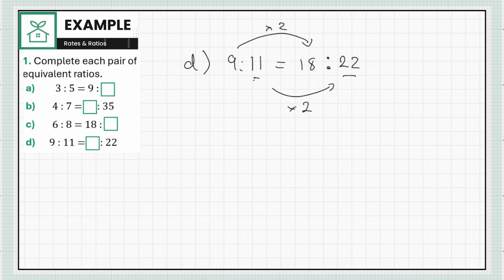Now we've created our equivalent ratios by multiplying each part of the ratio by the same number. And they will only ever be equivalent if we do the same thing to both parts of the ratio. That means we multiply it by a number like 2, or a scale factor, or we divide by it. We can switch between both of these equivalent ratios using that knowledge.